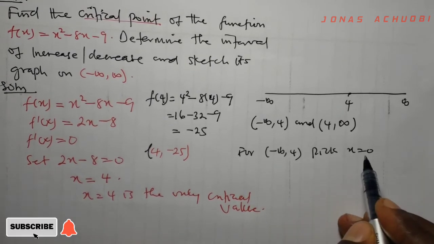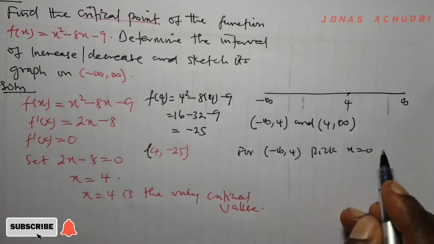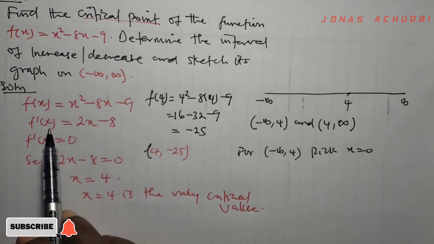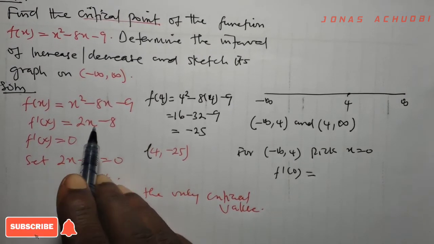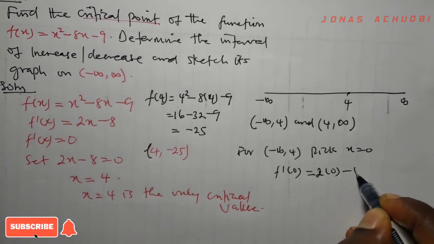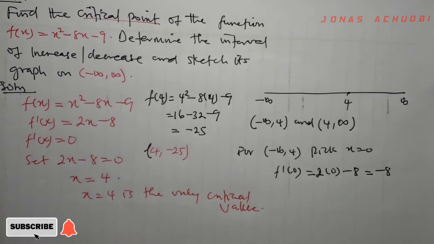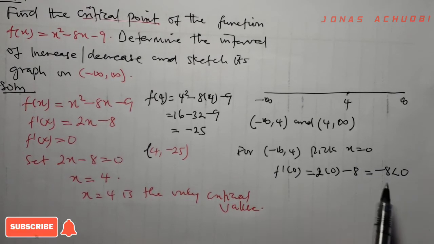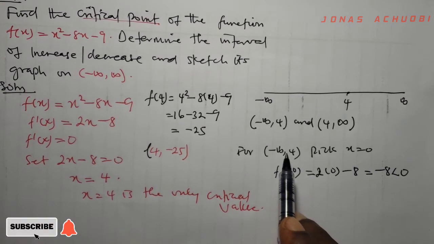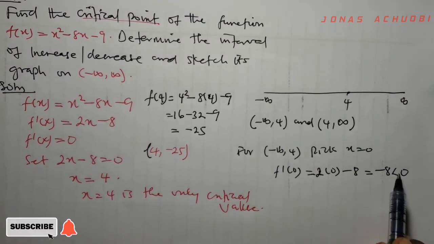Now, you put the value of x equal to 0 into the first derivative of the function, since you want to know what happens at that point. So f prime of 0 gives us what? 2 times 0 minus 8. And that is negative 8. So negative 8 is less than 0. What do we conclude from here? So we observe that at this point, x equal to 0 on this interval, the slope is negative. So we conclude that on this interval, the slope at all points is negative.